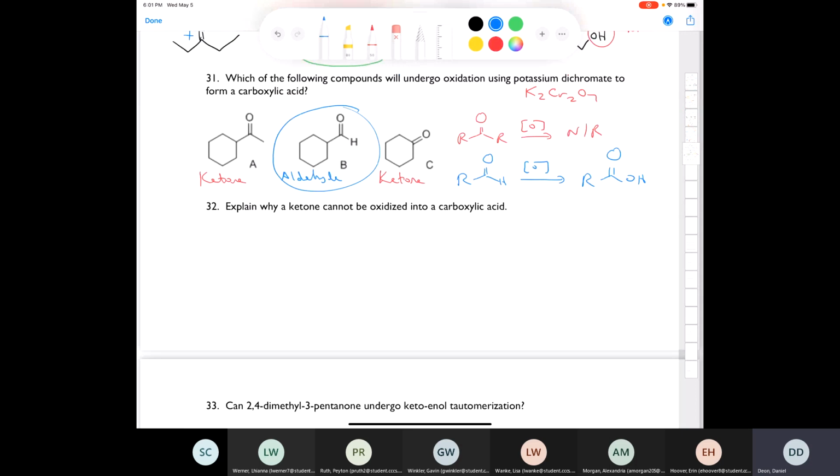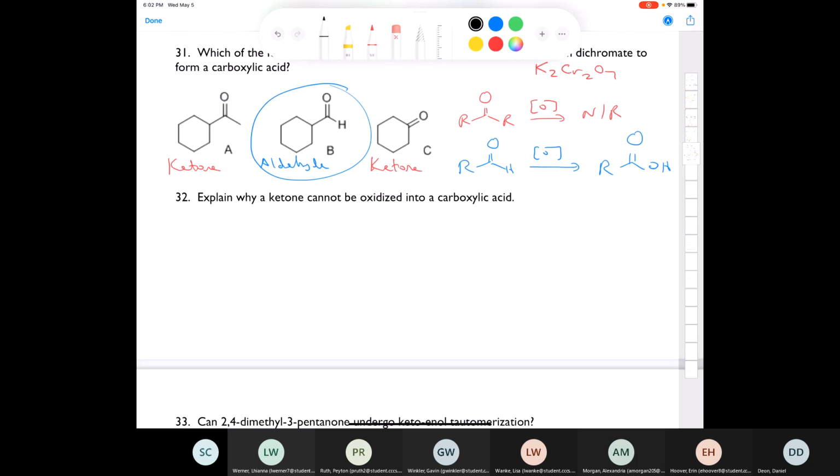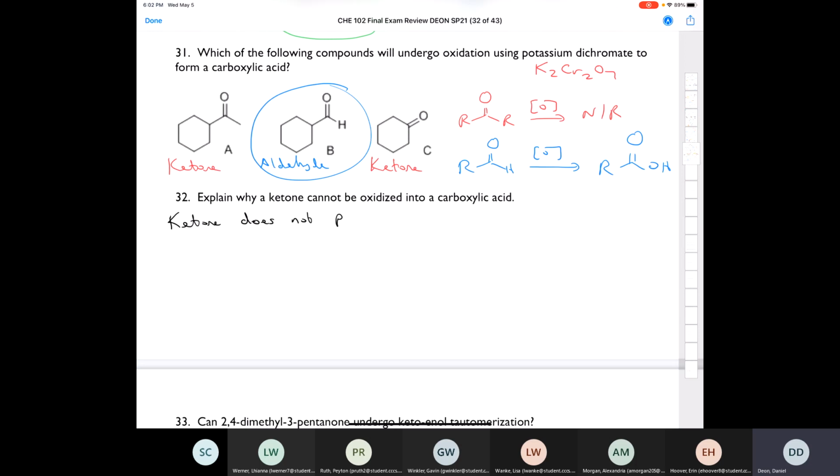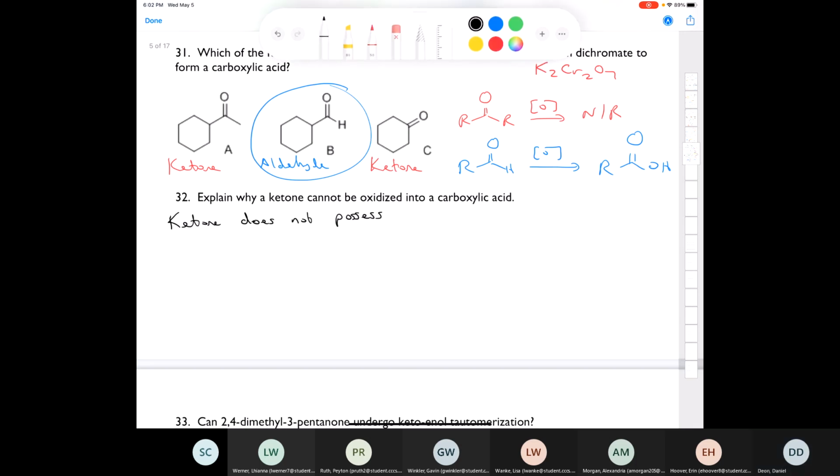Explain why a ketone can't be oxidized. I think I had a question similar to this in one of the pre-labs. Why can't a ketone be oxidized? It's because it doesn't have an alpha hydrogen. A ketone does not possess an alpha hydrogen.